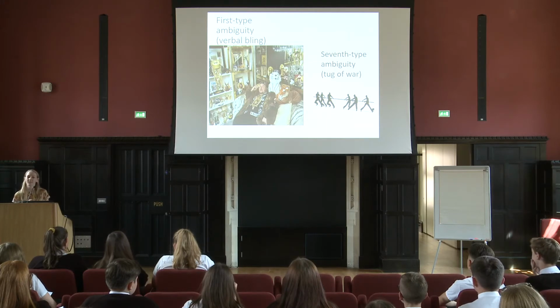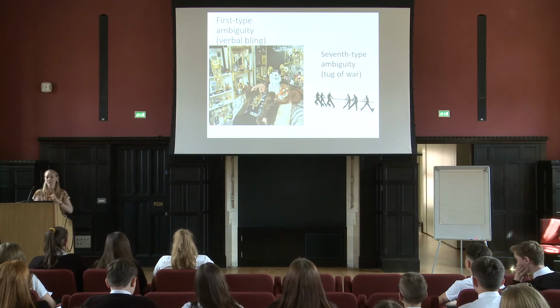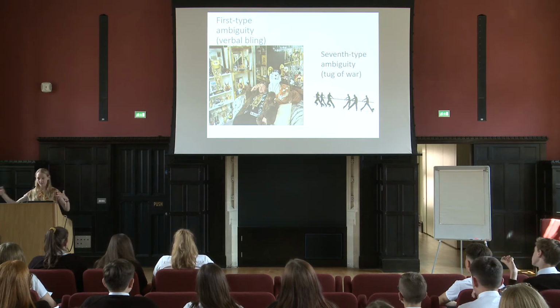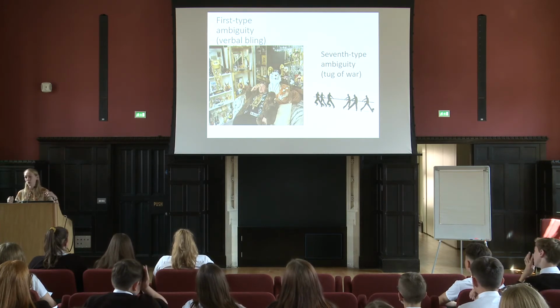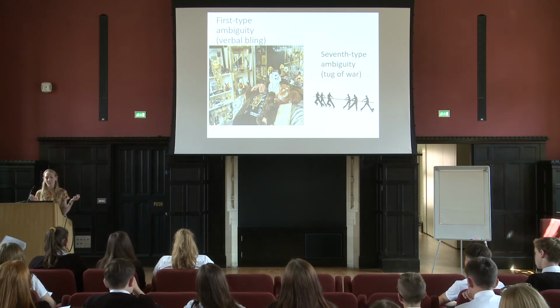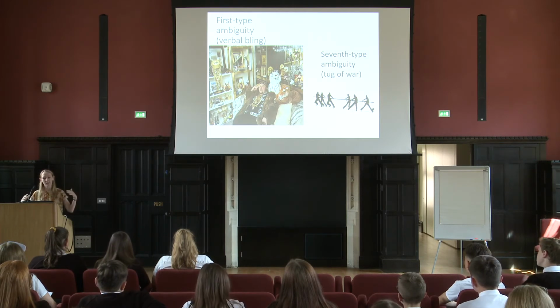And the first type he described, first type ambiguity, is a bit like verbal bling. It's a kind of more is more meaning type, where the more meanings you can pack into a word or you can pull out of it, the better. And then the seventh type of ambiguity at the other end of the spectrum is like a tug of war. So a word can carry two very strong but completely opposite meanings, and the word can be pulled apart in a strong tension, like people tugging at both ends of a rope.